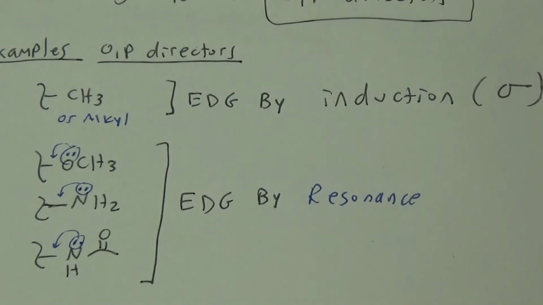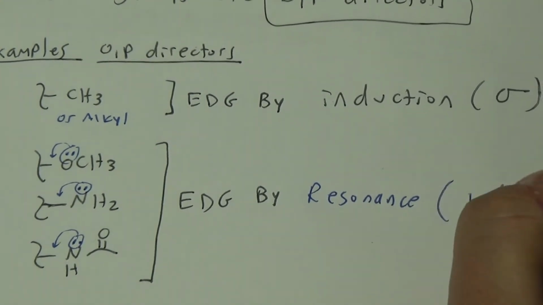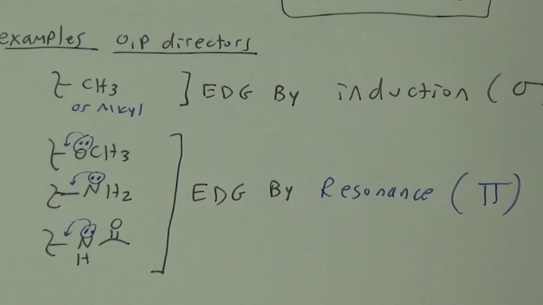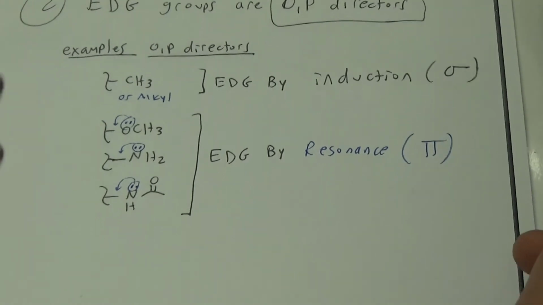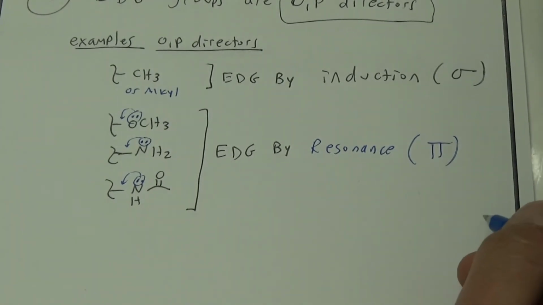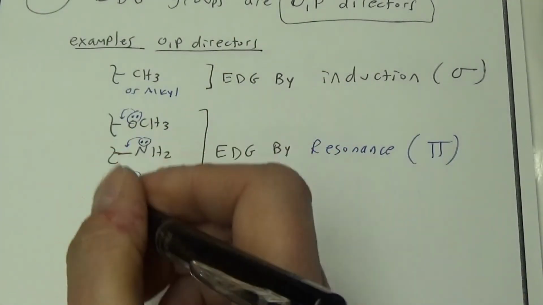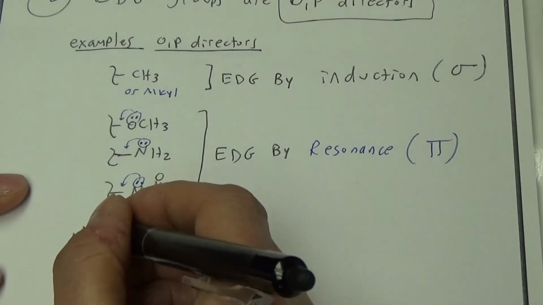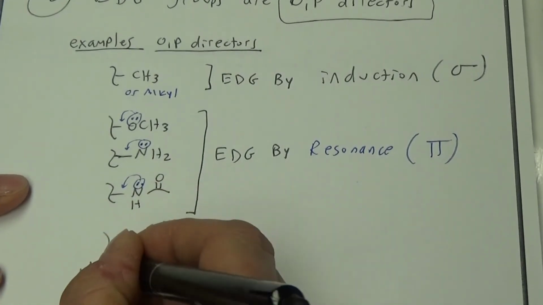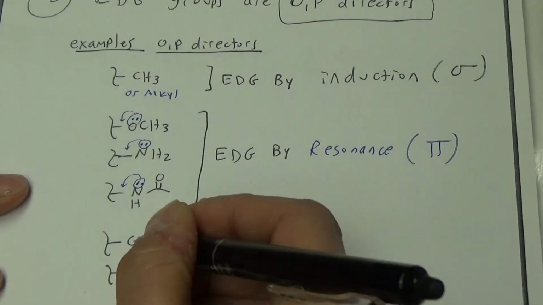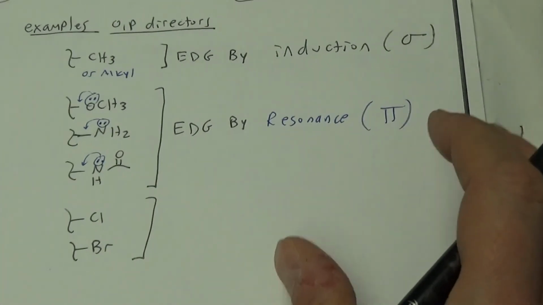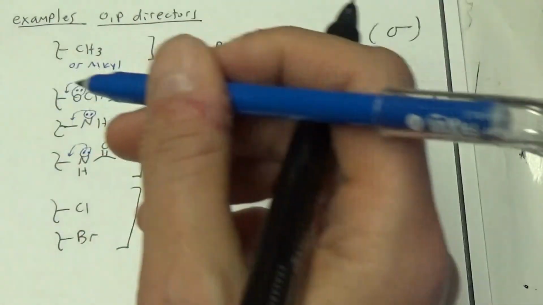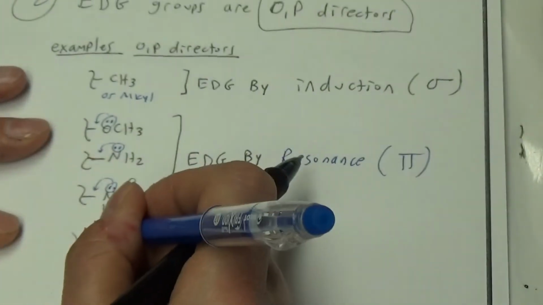And is that sigma or pi electrons? It's pi, okay? So far so good. So these are all ortho-para directors. We'll explain why they're ortho-para directors in a second. But I need to mention a third category now, which are chlorine and bromine, for example. These are a little funny because they've got lone pairs on them too.